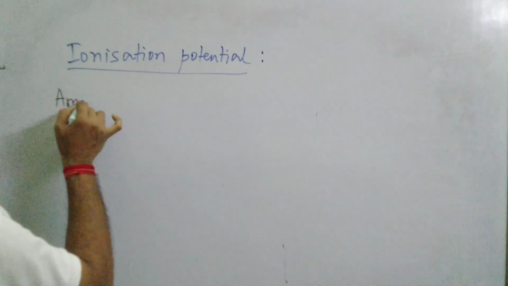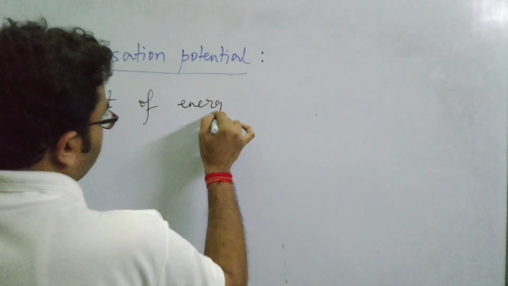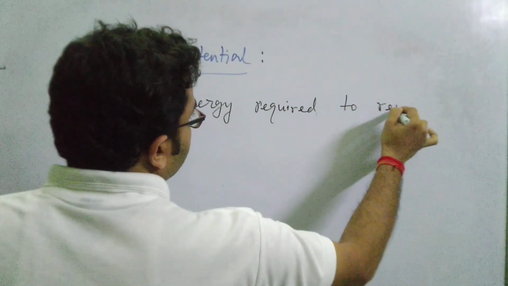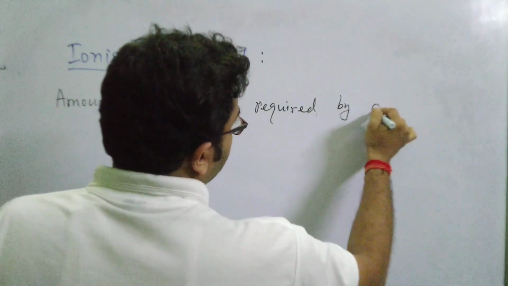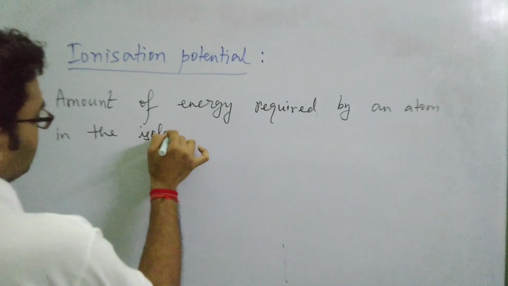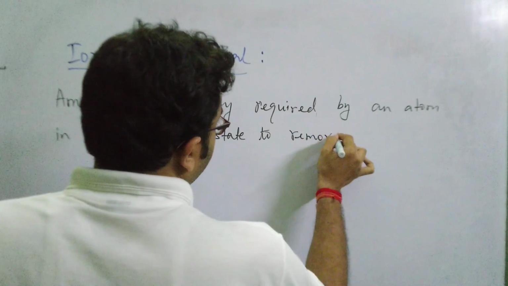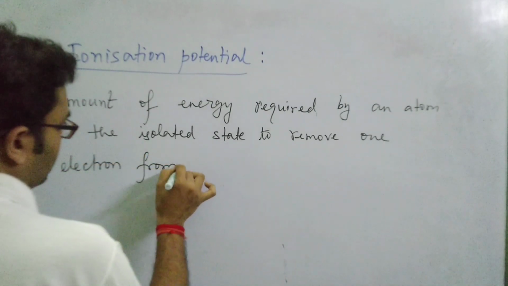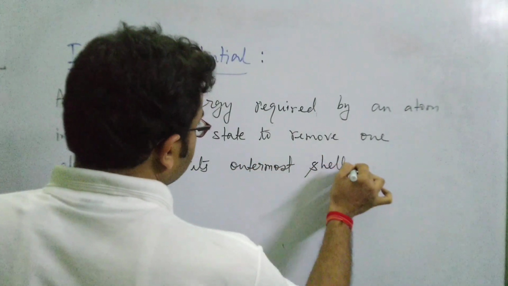So we can define this as the amount of energy required by an atom in the isolated state to remove one electron from its outermost shell. Okay, outermost shell. So it's clear.